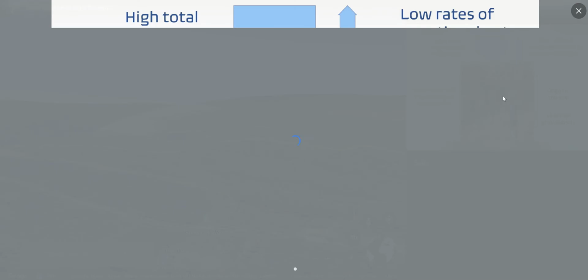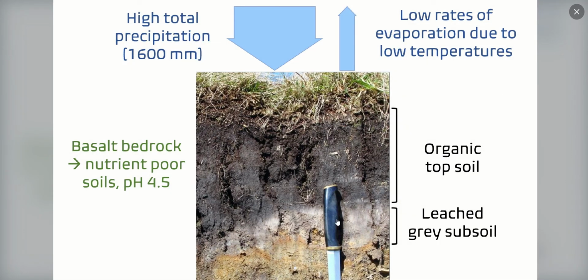The soil here is called a podzol, and this is a photograph of a soil profile. You can see that there is this organic topsoil. It's that classic colour that has the organic matter in it. But down below you've got this grey subsoil. It is leached, quite badly leached by some of the processes that we'll look at now. Underneath, because this is on top of the Antrim Plateau, you've got a basalt bedrock here, and that means that these soils are very nutrient poor. They're very thin and they're very acidic with a pH of only 4.5.